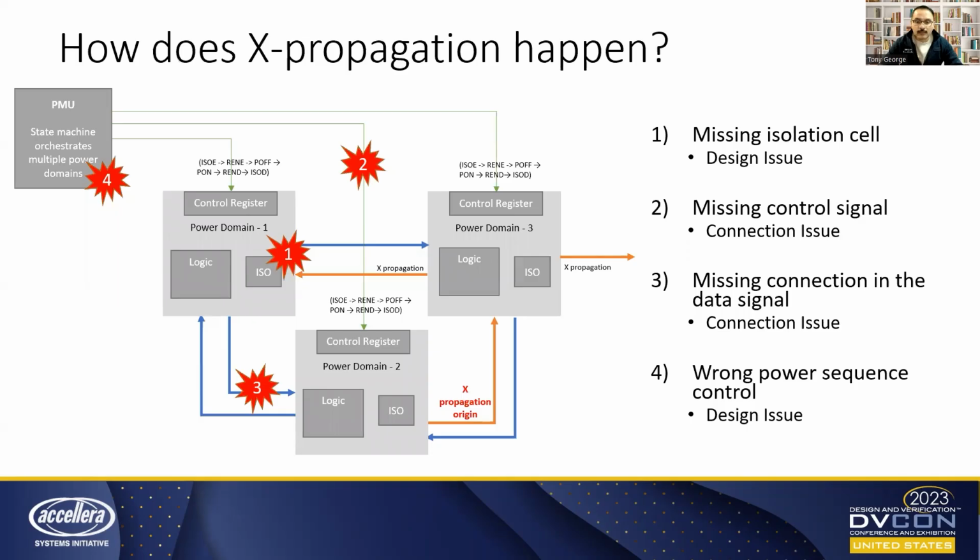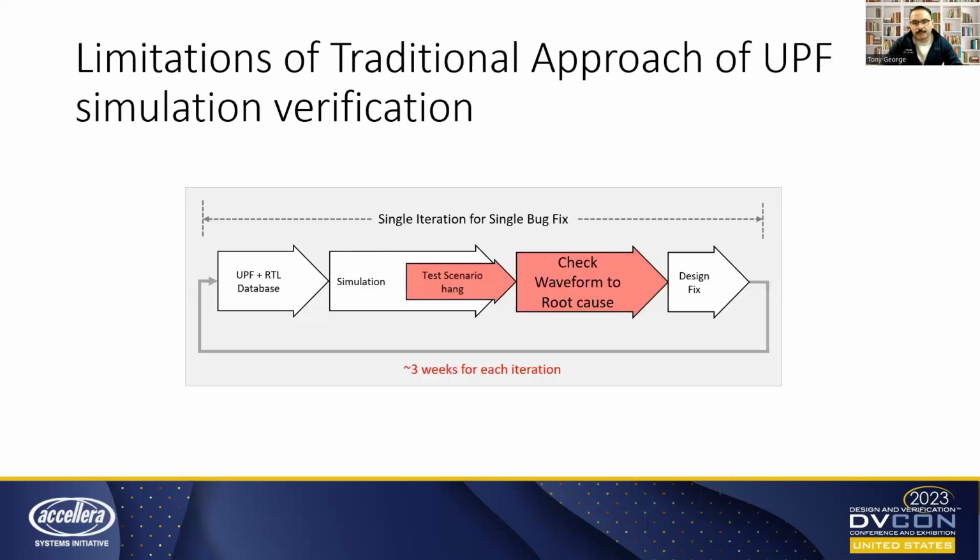As many of us here already know, X-propagation can happen due to multiple reasons. It could be the missing isolation cells due to a design issue, or it could be a missing control signal, which is another connection issue, or it could be a missing connection in the data signal, which is also categorized as a connection issue. Also, it could be a wrong power sequence control issue from the PMU.